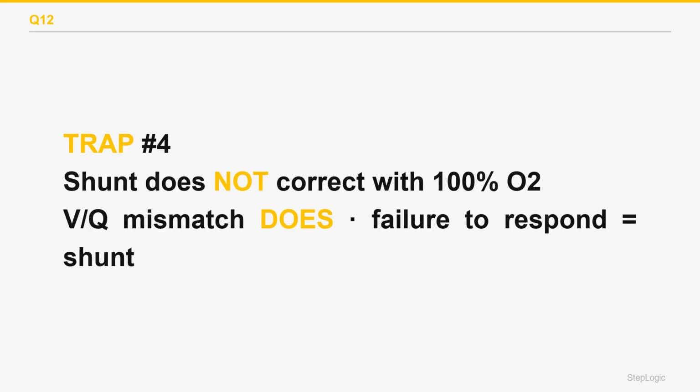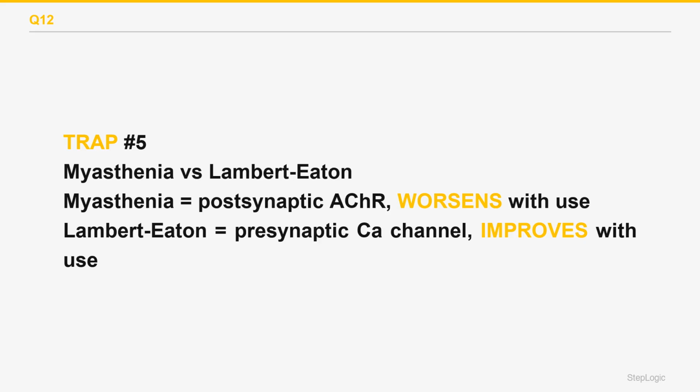Trap 4. Hypoxemia from a V/Q mismatch corrects with 100% oxygen, but a true shunt does not because the blood bypasses ventilated alveoli. Failure to improve on oxygen signals a shunt. Trap 5. Myasthenia gravis has postsynaptic acetylcholine receptor antibodies and weakness that worsens with use. Lambert-Eaton has presynaptic calcium channel antibodies and weakness that improves with use. Worsens versus improves.